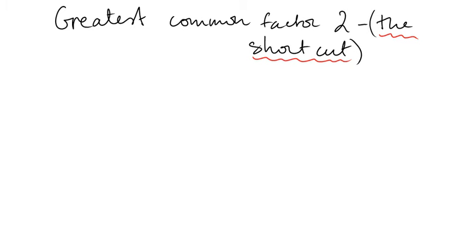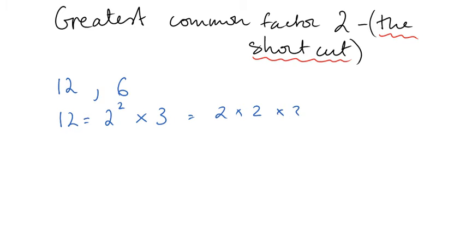Let's choose maybe 12 and 6. Let's say we want to find the greatest common factor between 12 and 6. Now, we probably both know this. But let's use this as an example to introduce our new method. So, we want to write these numbers in their prime factorization. So 12, for example, can be written as 2 squared times 3, or 2 times 2 times 3. Basically, we're writing it as prime factors.